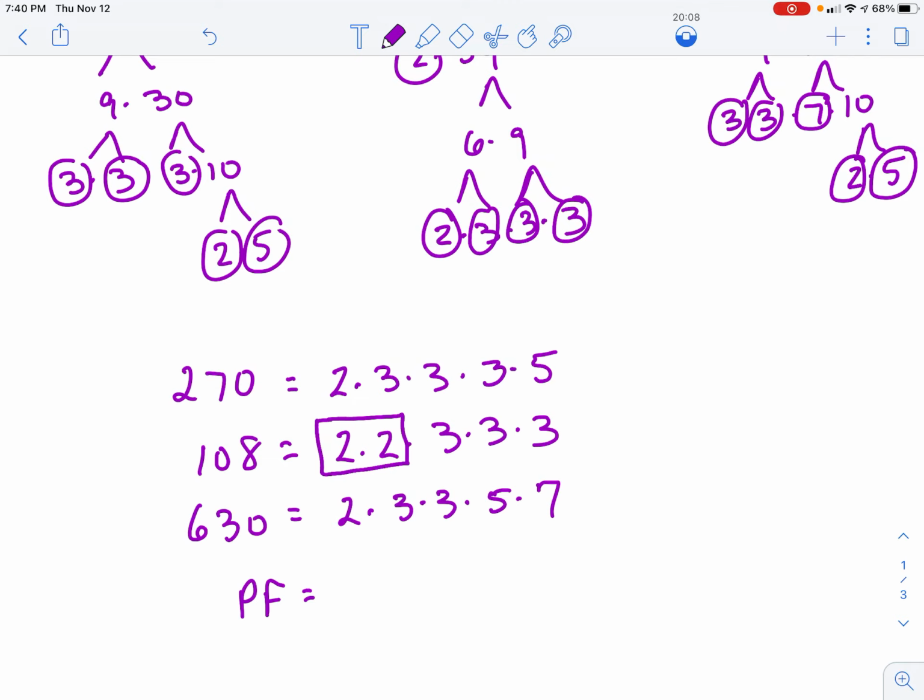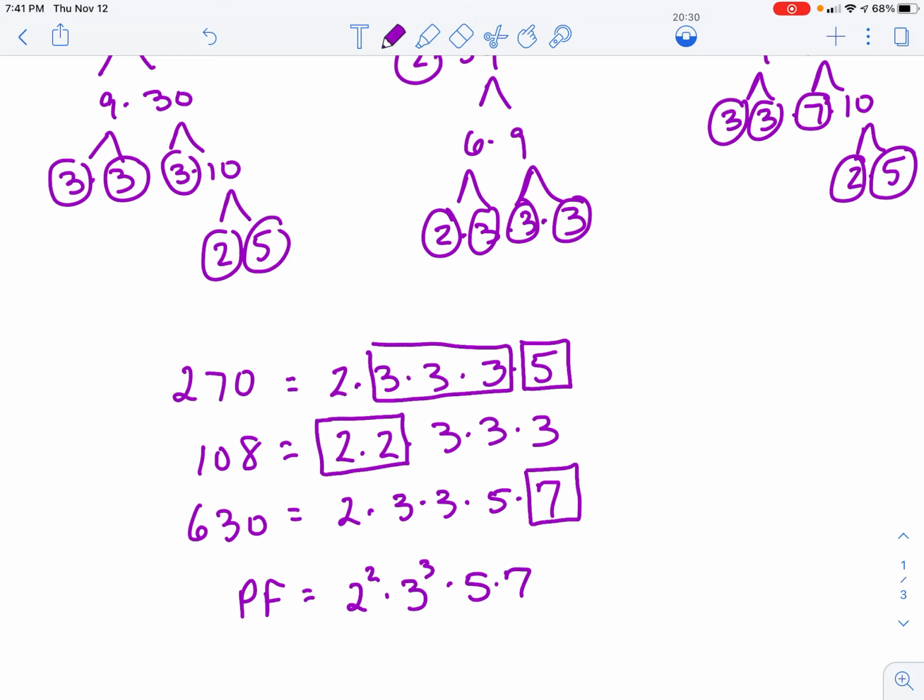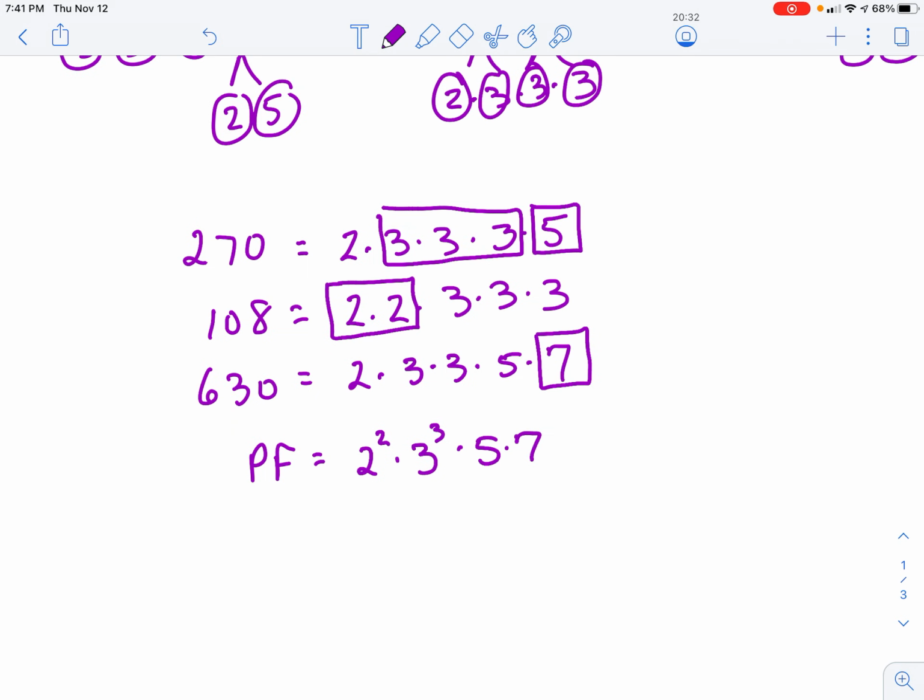How about our 3's? Who's got the most occurring 3's? It looks like up here the 270 does. How about 5's? I see 270 has a 5 and 630 also has a 5. So we can pull either one of those because they both only have 1. And then finally the 7. So what we have here is 2 to the second power times 3 to the third power times 5 times 7.